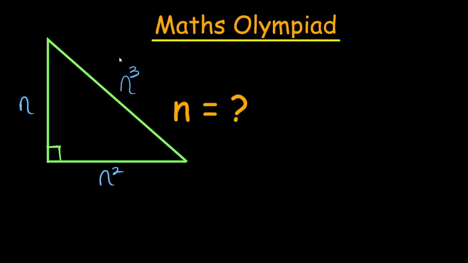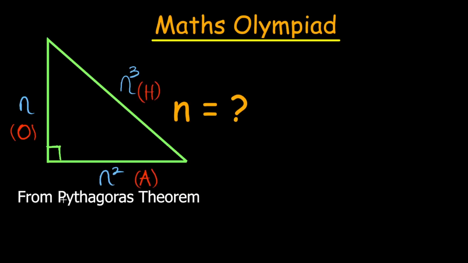Let's look at this interesting math Olympiad problem in geometry. So I have a right angle triangle here with the sides n square and n cube as the hypotenuse. So we are to find the value of n. I'm going to start by calling this O as in opposite. I'll call this side A as in adjacent, then this is H as hypotenuse.